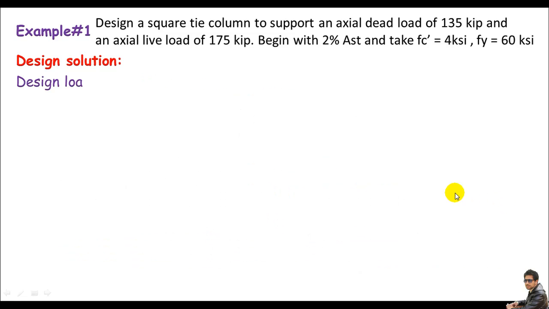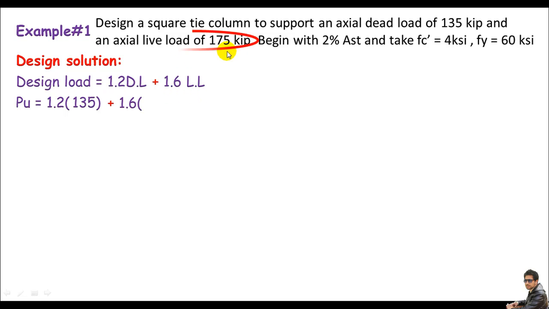Alright, I'll come to our design. And my first step is the design load. Remember, we have only two types of loads, the dead load and the live load. So I can use a nice formula, 1.2 dead load plus 1.6 live load. This will give me the design load, PU. So 1.2, the dead load is 135 kip, plug this in over here, plus 1.6, the live load is 175 kip, and also plug this in over here. Do a little mathematics with this, and you can get PU equals 442 kip. And this is quite simple and straightforward.